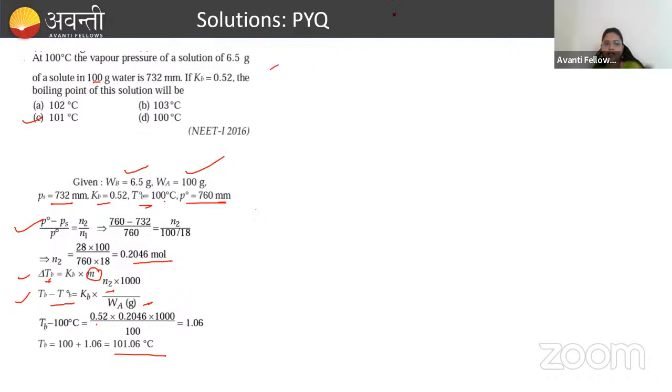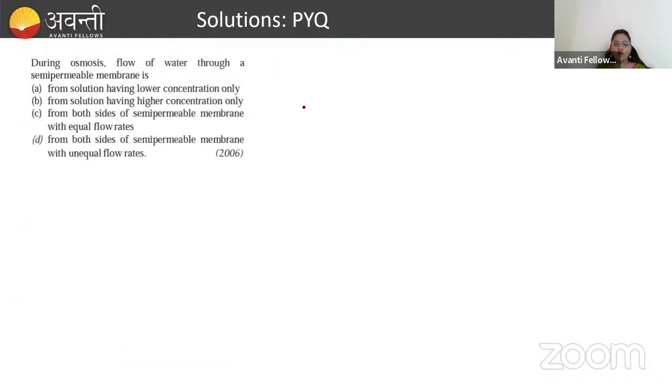Yes. Yeah, next problem. During osmosis, flow of water through a semi-permeable membrane is... very, very simple problem. Okay, what is happening during osmosis? From solutions having lower concentration only, from solutions having higher concentration only, both the sides semi-permeable membrane with equal flow rates, or both the sides semi-permeable membrane with unequal flow rates. So what will be the correct answer here? Your answer will be what? A. So during osmosis, flow of water through semi-permeable membrane takes place from solution of lower concentration to the solution of higher concentration. Right? Very easy question.